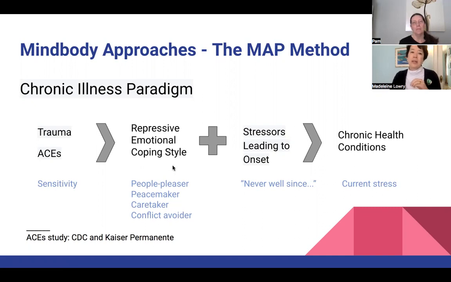Why is that? Partially because those early experiences can form patterns, form personality traits that are emotionally repressive, right? So we develop emotional coping styles that are detrimental for us. We become a people pleaser, a peacemaker, a conflict avoider, a nurturer, a chameleon, right? Any number of things. And these are detrimental because they require that we sort of deny ourselves, our own needs, our own feelings in the service of others. Then what we see is that there are often stressors, right, that lead to the onset of the diagnosis or the worsening of symptoms.